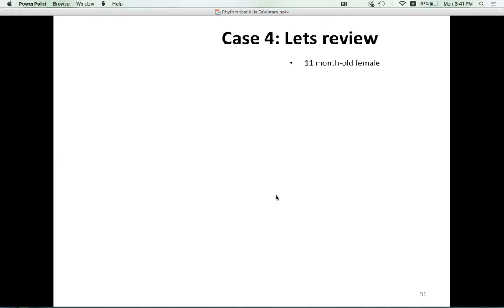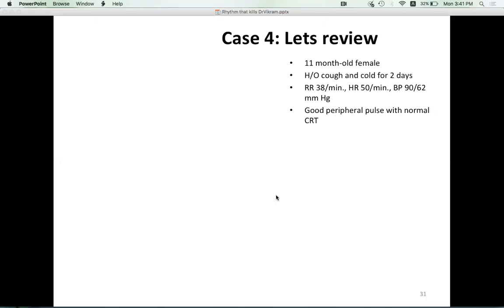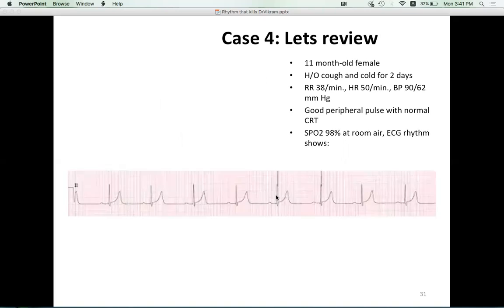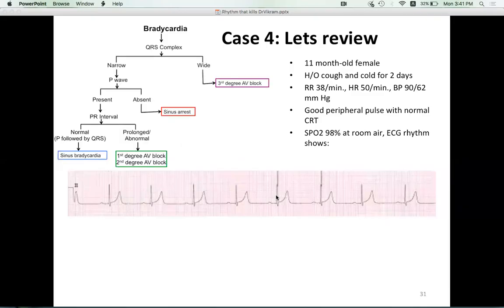So let us review one more case. An 11-month-old female, history of cough and cold for 2 days, respiratory rate 38, heart rate of 50, BP 90 by 62, peripheral pulses are good, saturation is good. So let us analyze this ECG.